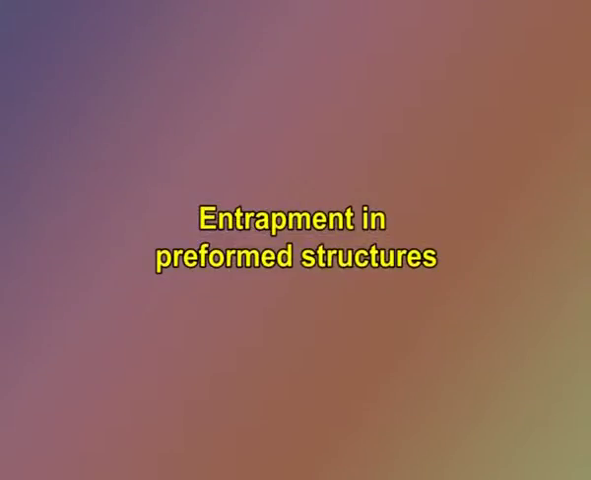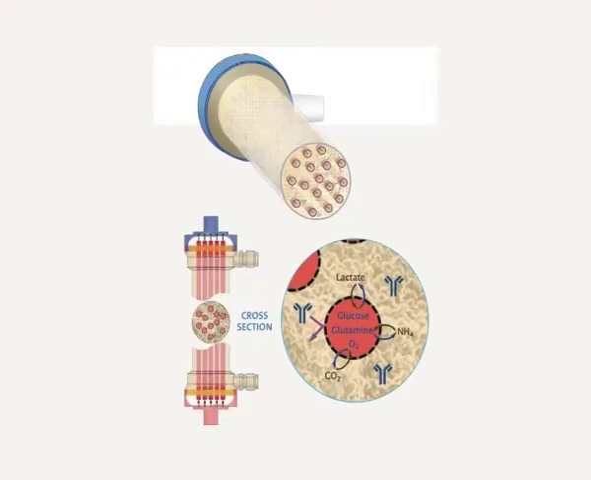Next method is entrapment in preformed structures. Hollow fiber reactors can be used to immobilize plant cells by entrapment. The cells are placed on the shell side of the reactor and nutrient medium is rapidly recirculated through the fibers. This may have important applications in large scale.